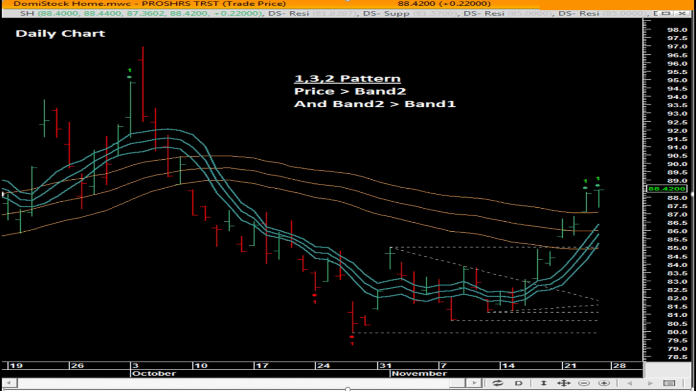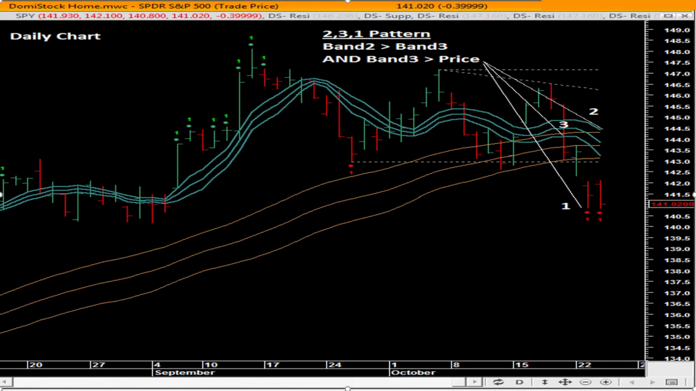The next pattern is the 1-3-2, which is bullish neutral. The next, and final pattern, is the 2-3-1, which is neutral.